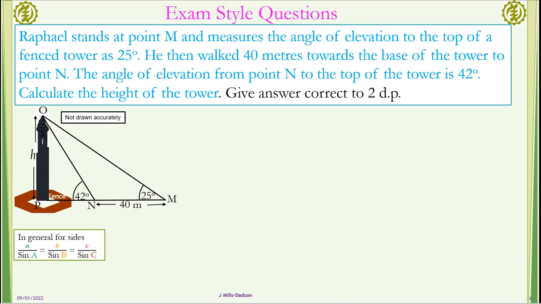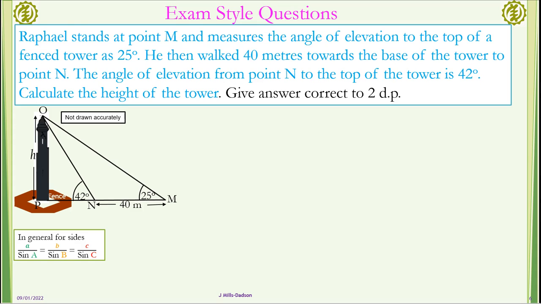Raphael stands at a point M and measures the angle of elevation to the top of a fenced tower as 25 degrees. He then walked 40 meters towards the base of the tower to point N. The angle of elevation from point N to the top of the tower is 42 degrees. Calculate the height of the tower. Give answer corrected to one decimal place.